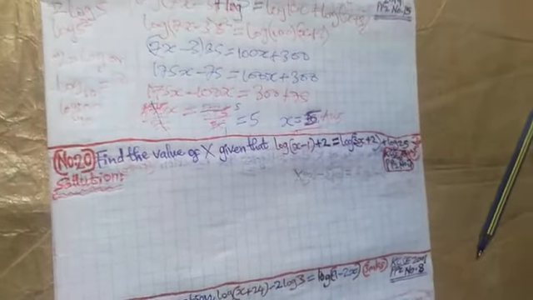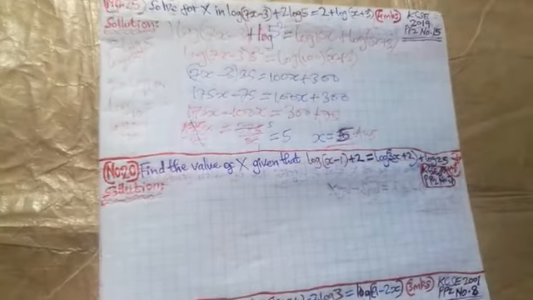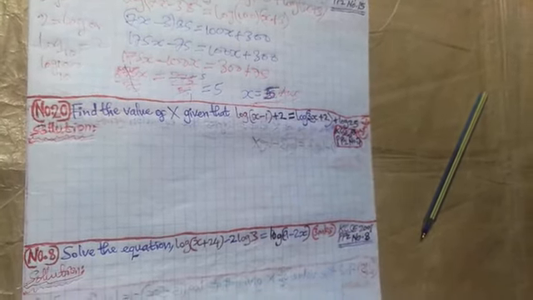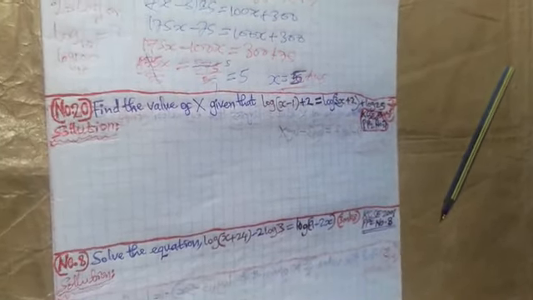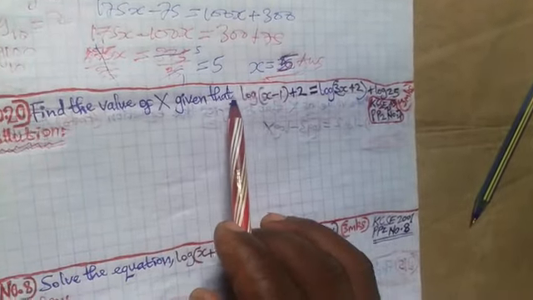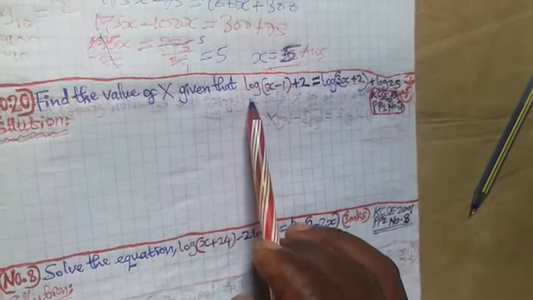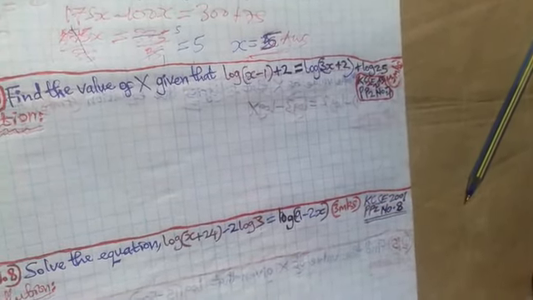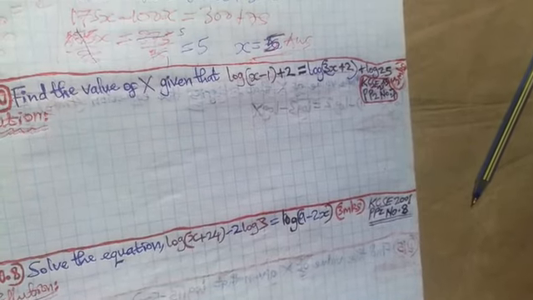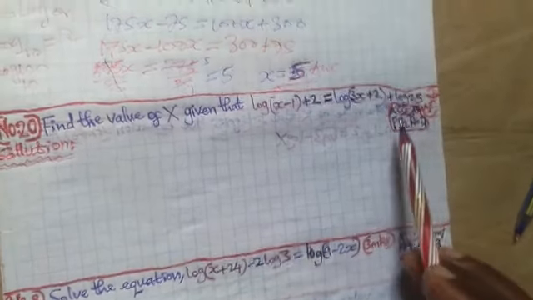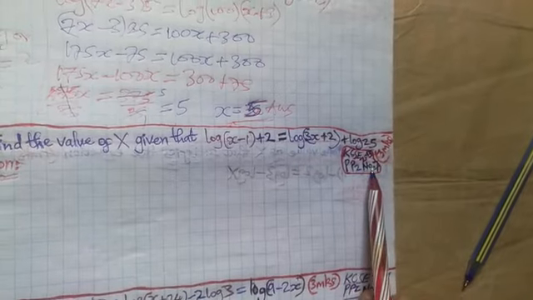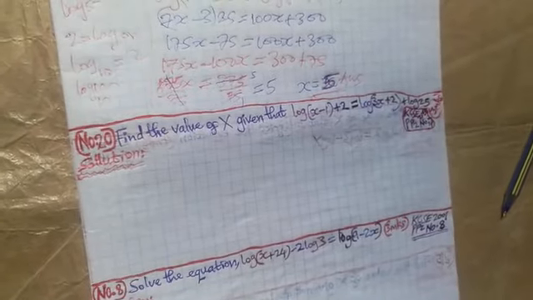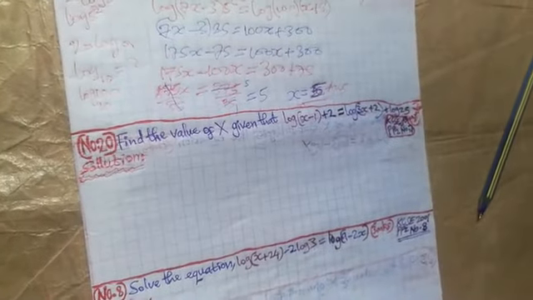Now we are at question number 20. Question number 20 states: find the value of x given that log (x minus 1) plus 2 is equal to log (3x plus 2) plus log 25. This was KCSE 2015 paper 2 number 7, given 3 marks for this question.